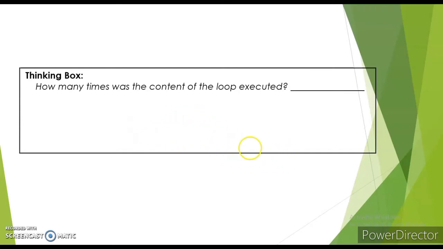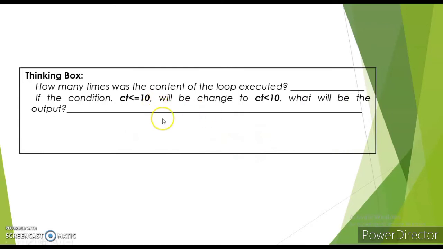Okay. Next, if the condition count less than or equal to 10 will be changed to count less than 10, what will be the output? So, what do you think? Kakount lang siya. Yung una kasi is equal to 10, di ba? So, 1 to 10. Then, kapag less than 10, siyempre hindi na siya equal to 10. So, from 1 to 9 lang siya. Hanggang 9 lang yung magpapakita.